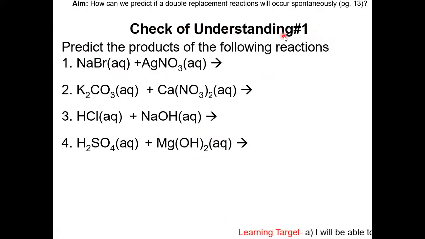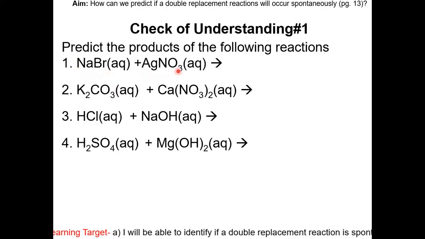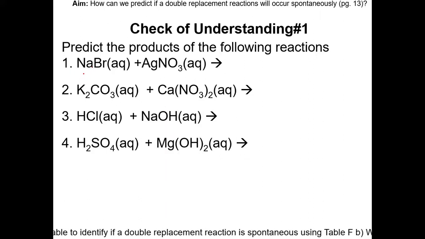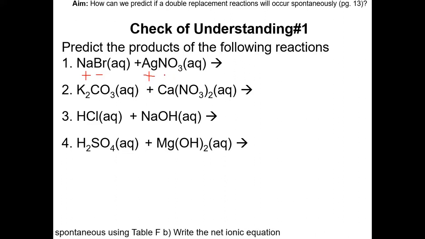Check of understanding number 1. Predict the products of the following reactions. So I'm going to do question 1 as an example. Here we have two ionic compounds, sodium bromide and silver nitrate. Since they're both compounds, they're going to do a double replacement reaction. We first got to figure out the charge of each ion. Sodium is a positive ion because it's a metal. Bromine is a negative ion because it's a nonmetal. Silver is a positive ion because it's a metal. Nitrate, which on table E, is a negative ion.